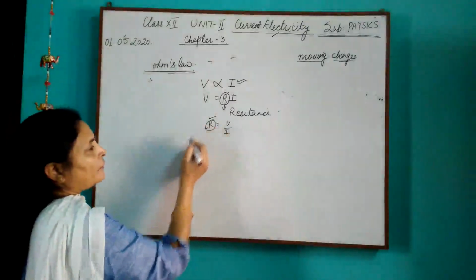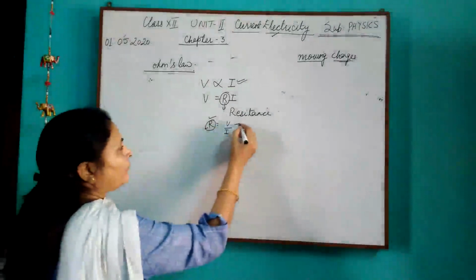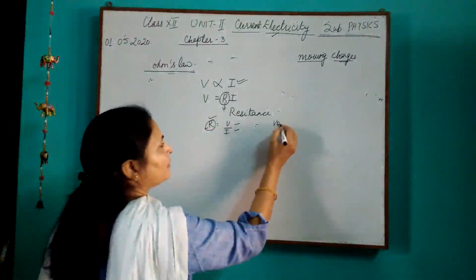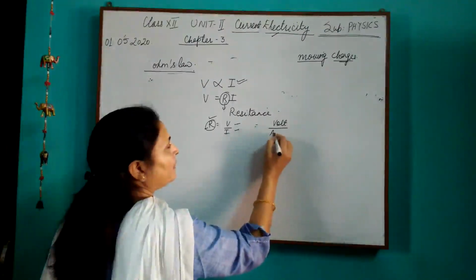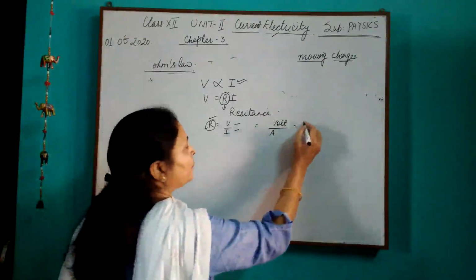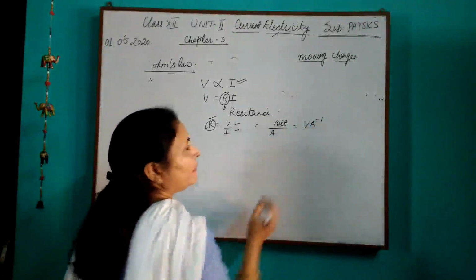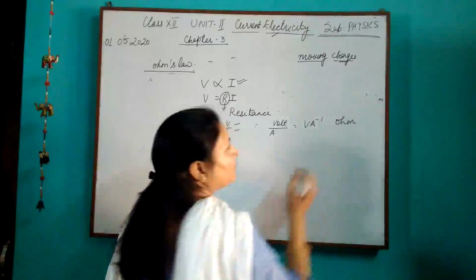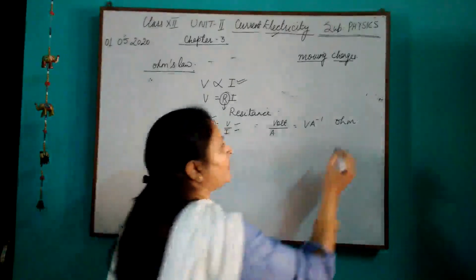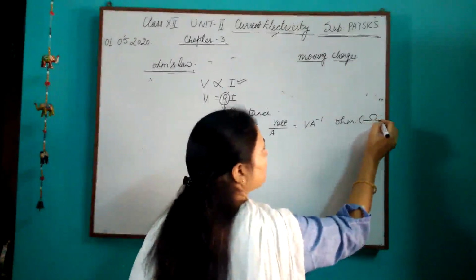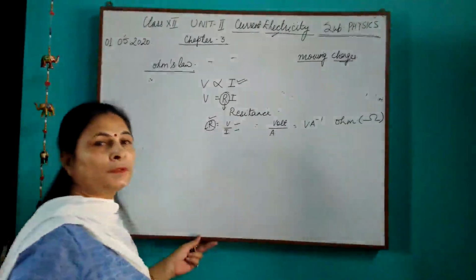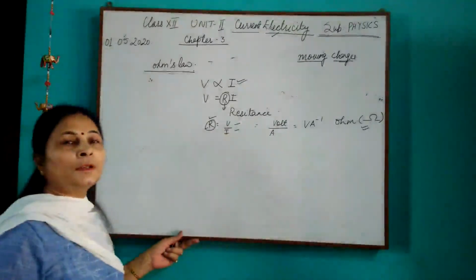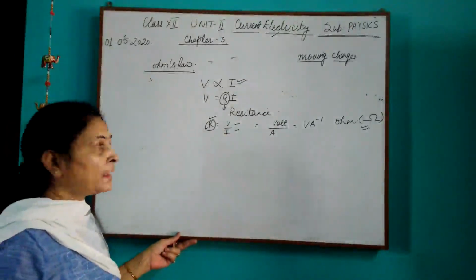What is the unit of resistance? We can find out from here. It will be volt per ampere. This is known as ohm, again after the name of the scientist.